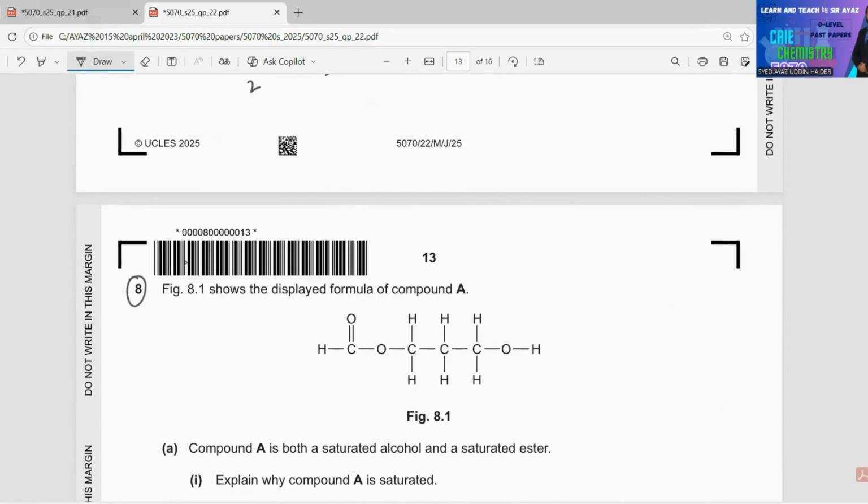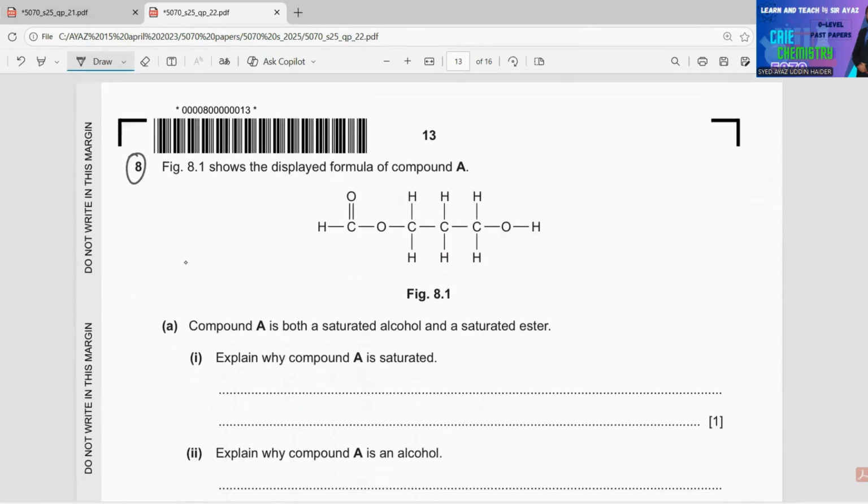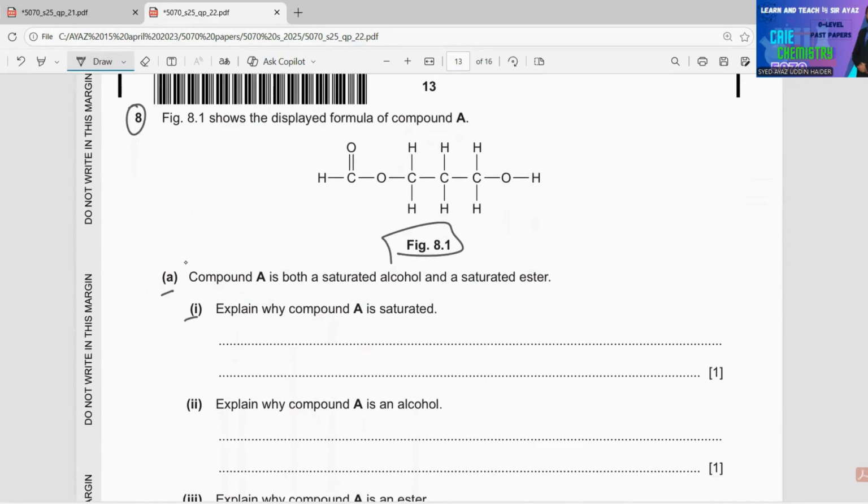Question number 8. Figure 8.1 shows the displayed formula of compound A. Here's figure 8.1 for the compound A. Compound A is both a saturated alcohol and a saturated ester. Explain why compound A is saturated. If you look at this displayed formula, you will see it contains only carbon-carbon single bonds. So you write all carbon-carbon bonds are single.